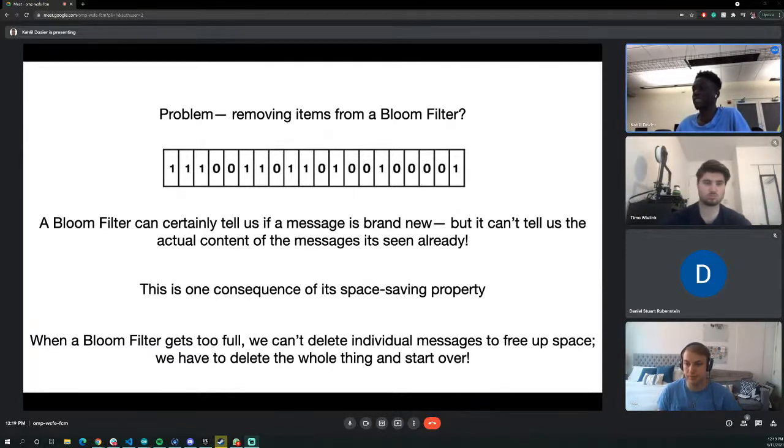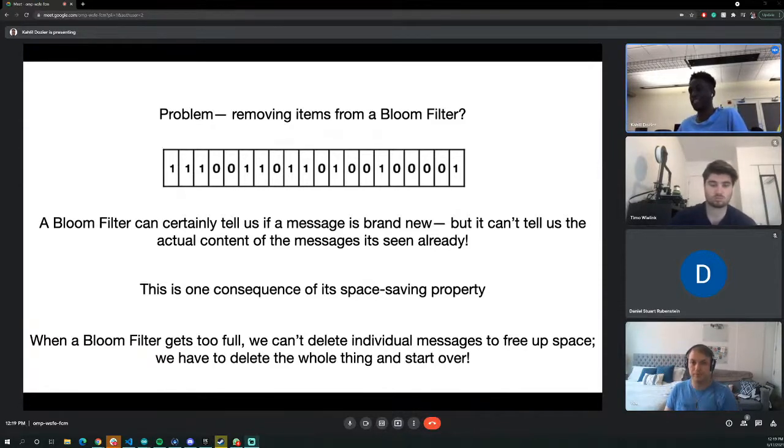But what it can't do is tell us what the actual content of the messages we just added are. Just look at it. We just added a bunch of strings. We have a bunch of bits. It doesn't tell us anything about what strings we've added. And in fact, there's not enough information in there for it to be fully recovered. So we can't do that. And that's expected. That's actually a consequence of the space-saving property of the Bloom filter. So that's a drawback of this.